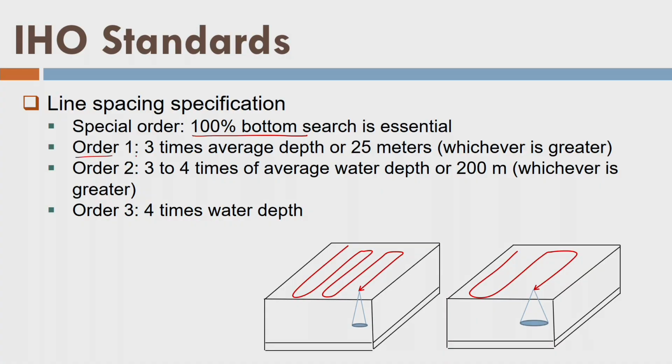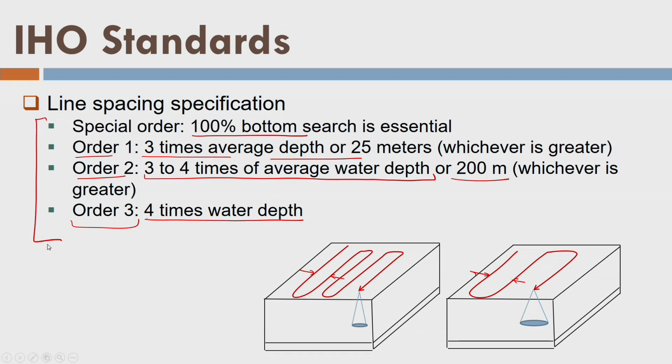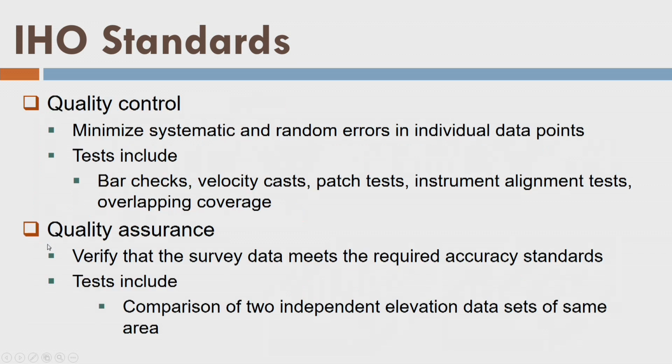In case of order 1, we have 3 times average depth or 25 meters. In case of order 2, we have 3 to 4 times the average water depth or 200 meters, whichever is greater. And then we have order 3, which says 4 times the water depth. Here the line spacing is shown, and it is wider, you can see. So these line spacings are decided according to this survey order criteria.